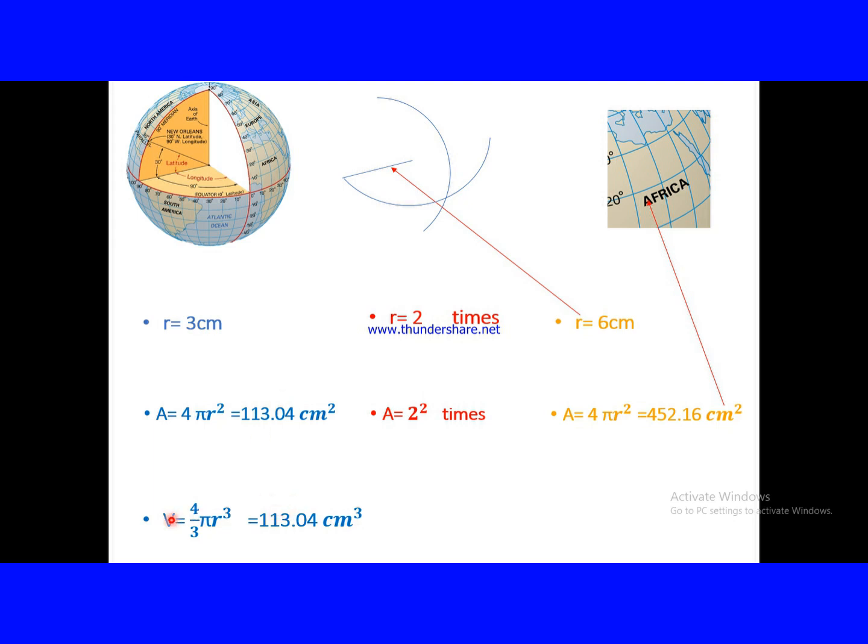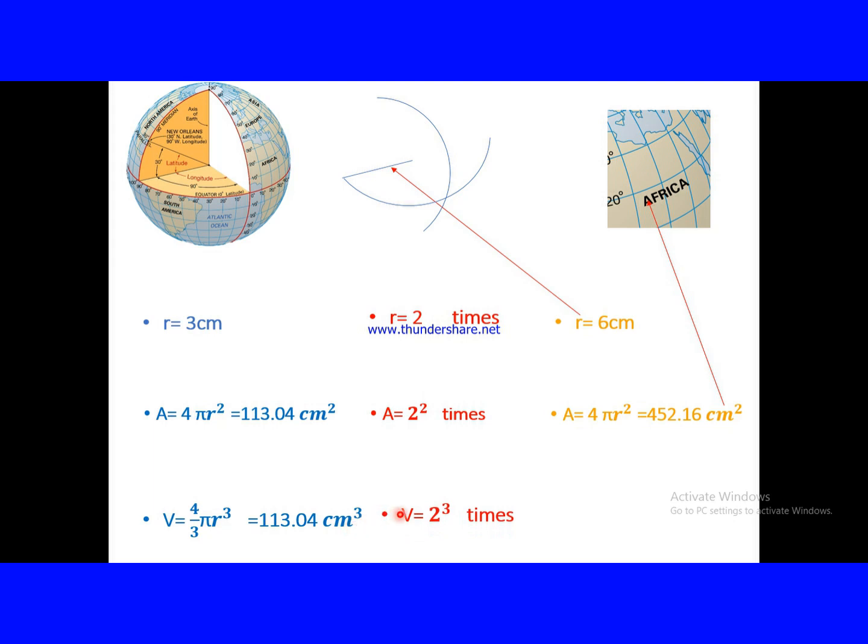The equation of volume is 4 by 3 pi r cubed, and therefore the volume of the smaller globe is 113.04 cubic centimeters.